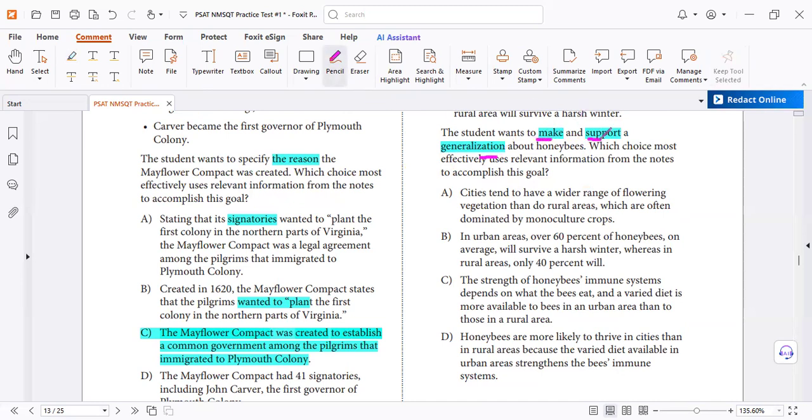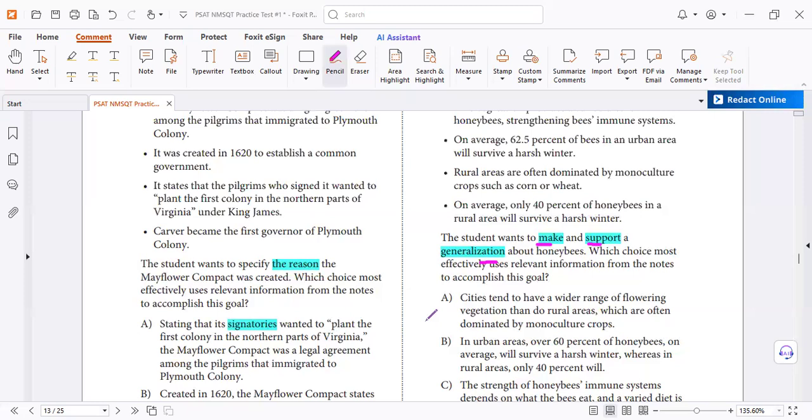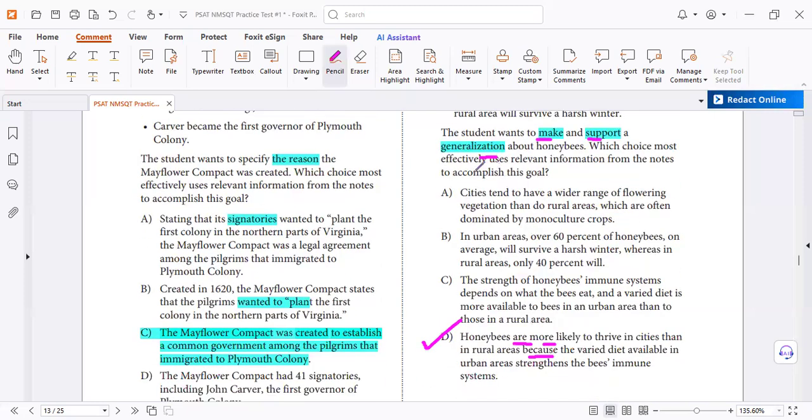So if we ask you for two targets, don't expect the answer to be short like that. So it must be longer. Look for lines, but we need to read. Look at letter D. For example, honeybees are more likely to thrive in cities than rural areas. Why? Because this is support. We give reason. We have fact and reason. So letter D. Yes or no? Don't worry about the information. All of them are the same in the points.